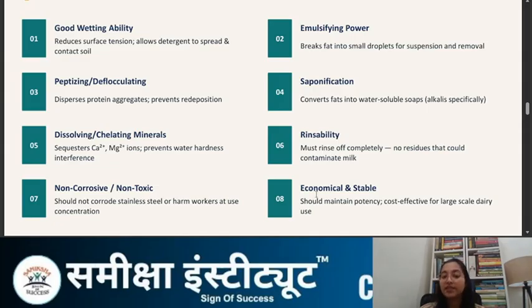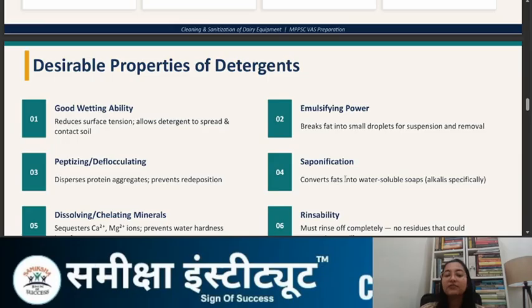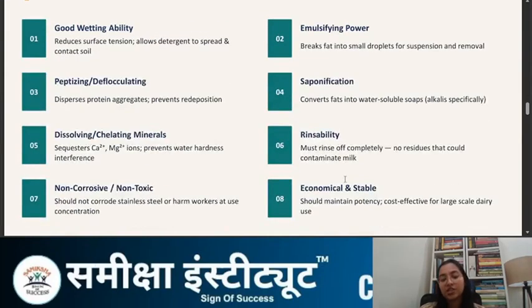And lastly, very important, it should be economic and stable for use. It should maintain the potency. It should be cost effective for large scale dairy uses. So these all 8 are the desirable properties that we are looking for in a detergent. When we classify the detergent, when we use them in the equipment and the milking plants, these should follow these 8 criteria. Then only we can ensure better cleaning and sanitization.